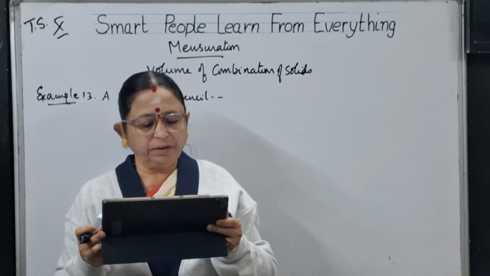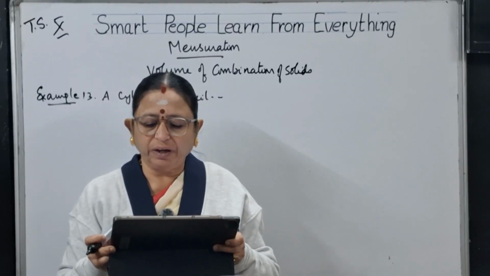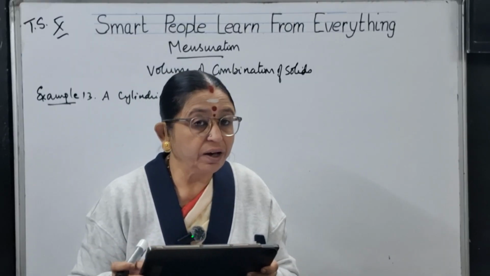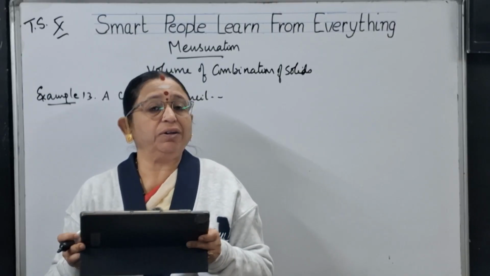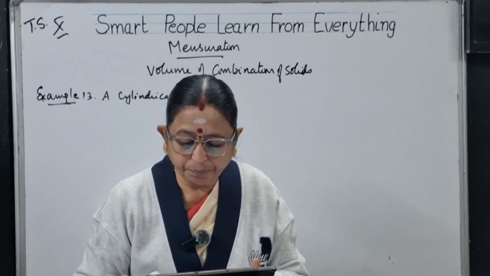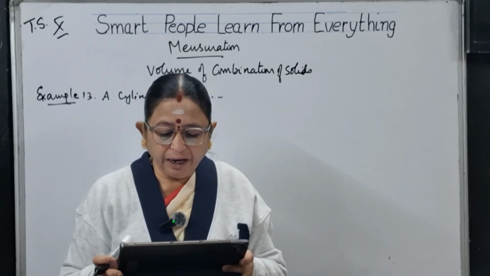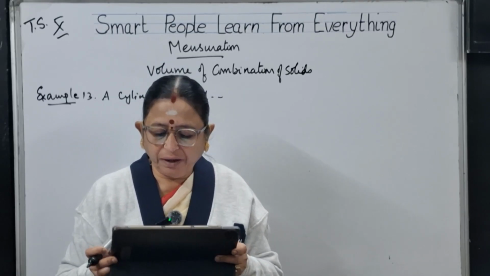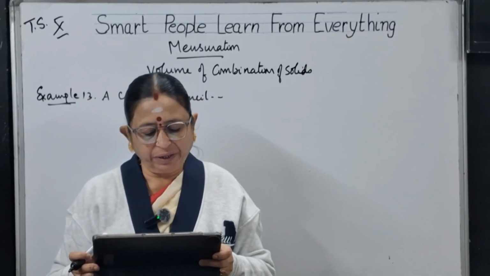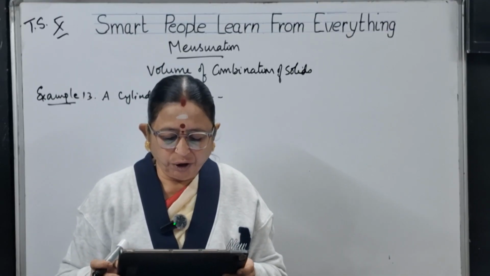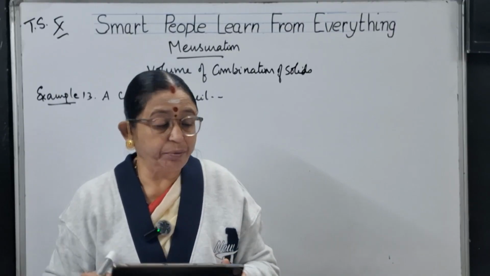Now, 13th one, children. A cylindrical pencil is sharpened to produce a perfect cone at one end with no loss of height. Length is not lost. It's the same length, whatever is the length of the pencil. The diameter of the pencil is 1 centimeter and the length of the conical portion is 2 centimeters. Then calculate the volume of the peels that are obtained after sharpening.